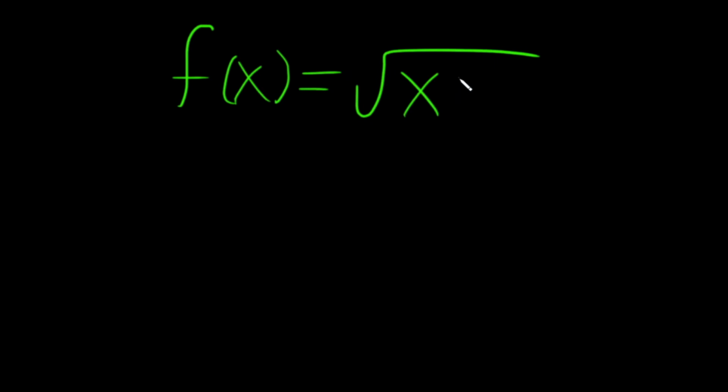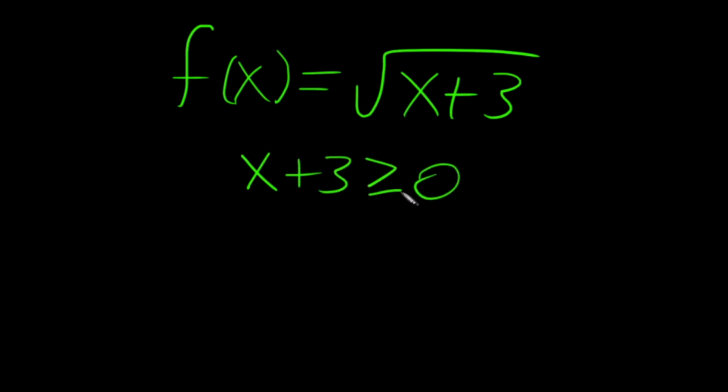Now let's take a look at a square root function. Say we have f of x is equal to the square root of x plus 3. The section underneath the square root, the x plus 3, is called the radicand. And just like we saw a minute ago, we cannot square root a negative number. So what that means is that the radicand, x plus 3, must be greater than or equal to 0. It can equal 0 because the square root of 0 is 0. So if we subtract 3, we have x is greater than or equal to -3.